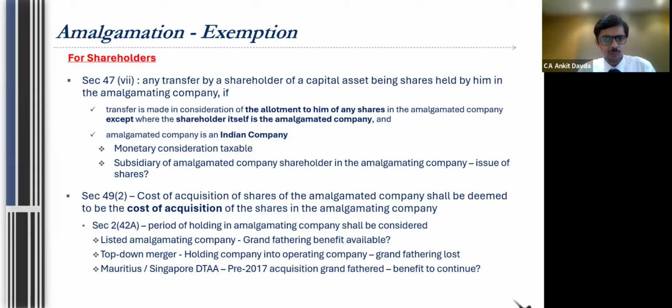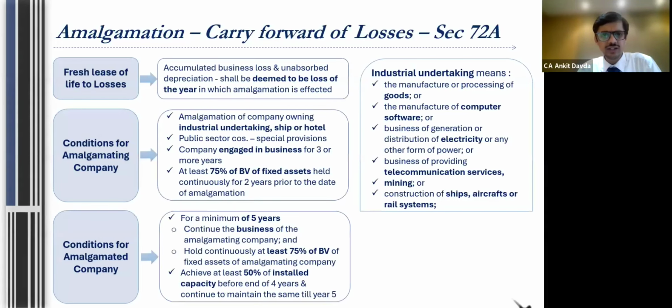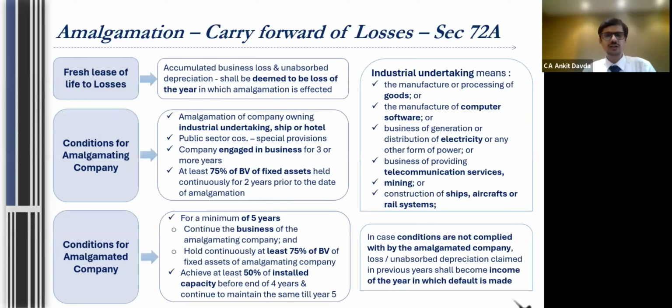And here there are some points which we have covered, like grandfathering may not be available in case of listed companies. And then carry forward of losses, there are certain conditions, like when there is a merger between two companies. First of all, section 72A requires that there has to be an industrial undertaking. So only if this transferor company has an industrial undertaking, then you have the benefit of carry forward of business loss and unabsorbed depreciation.